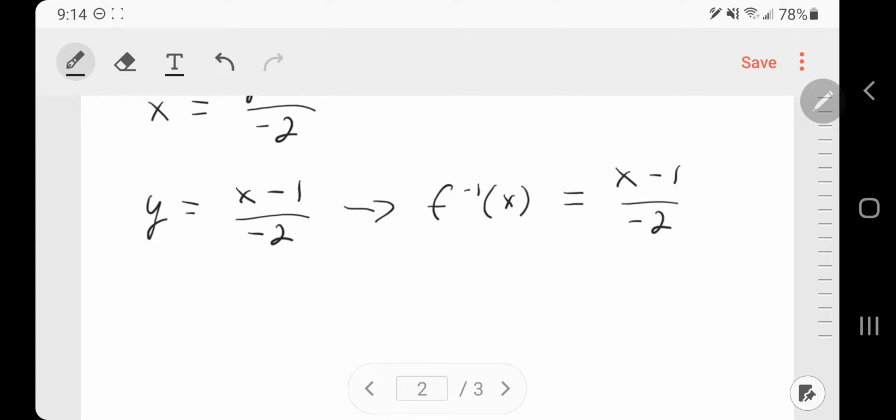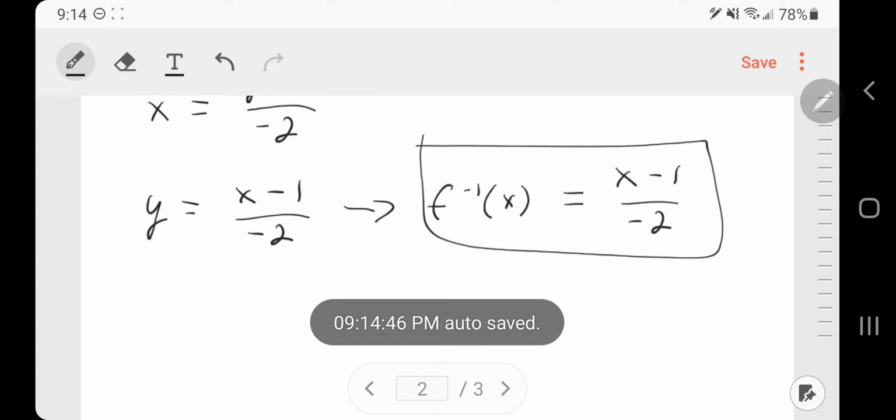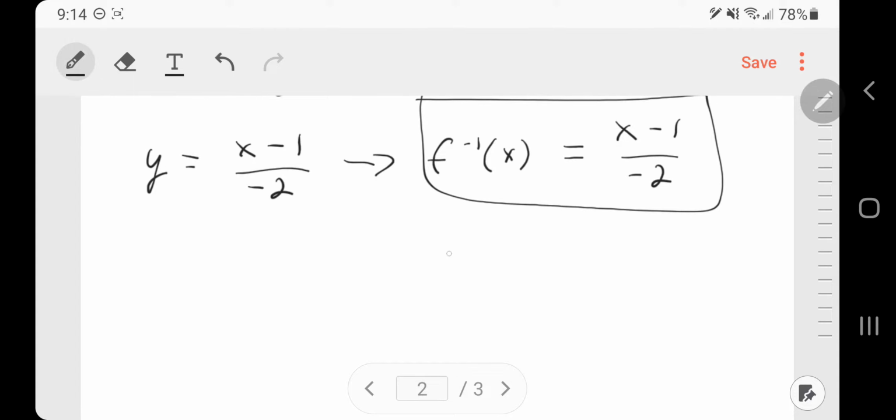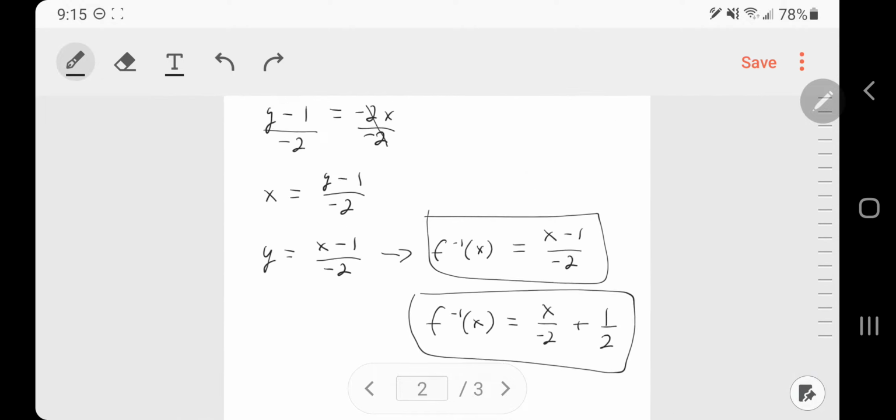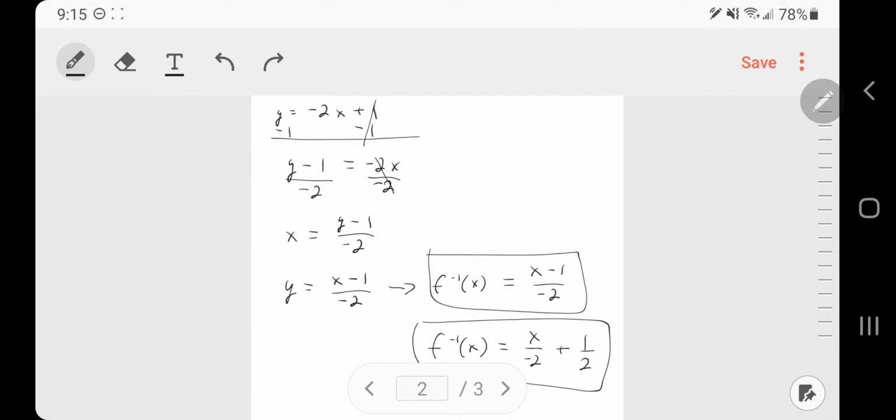Now this is a totally acceptable answer right here. You could also rewrite it one more different way. We have f -1 of x, and it would just be x over -2 plus 1/2. That's another acceptable answer. All I did there was split my terms being divided by -2. So that's also an acceptable way to write that one. Okay, give you guys a chance to take a look at that. All right, let's take a look at one more.